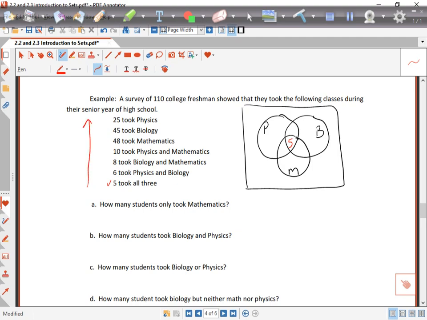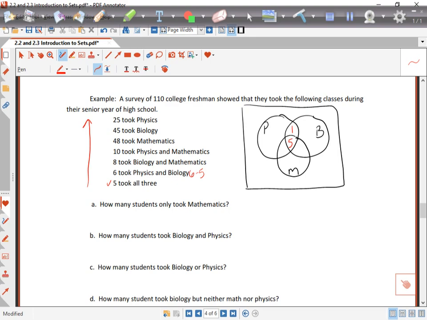So 6 took physics and biology. Physics and biology are these 2 circles. They overlap in these 2 areas. I already used up 5 down here. This could be 6 minus 5 is left, so that'll be a 1.